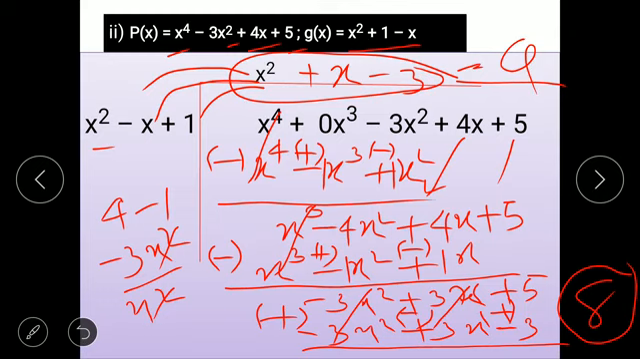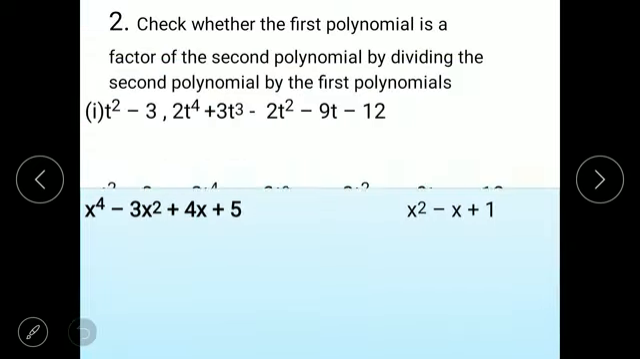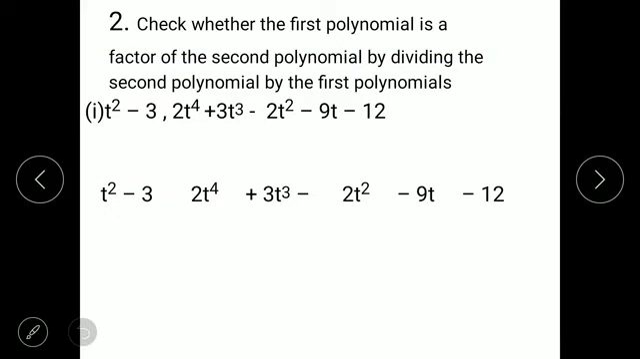Can you do it? Yes, try it. That question number 3, same way you can try it. Okay, you can try and send me. Now look at the next question.